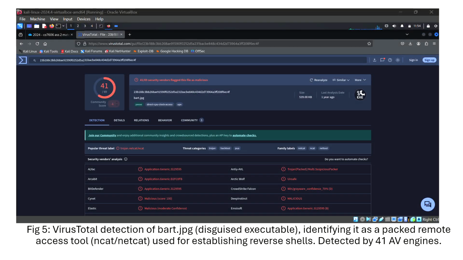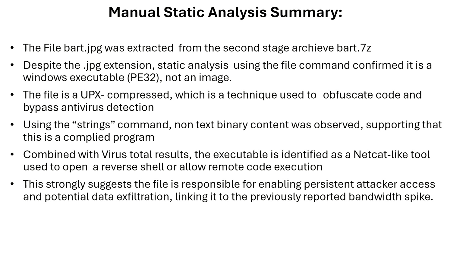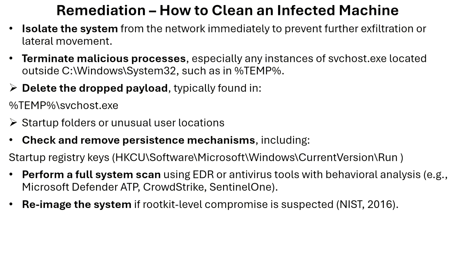After uploading the file to VirusTotal, it was flagged by 41 security vendors. Even though it is not a JPG file, it is not an image file, so it is a malicious file. Using the strings command, non-text binary content was observed, supporting that this is a compiled program. With the VirusTotal result, the executable is identified as a netcat tool. This strongly suggests that the file is responsible for enabling persistent attacker access and potential data exfiltration, linking to the previously reported behavior.